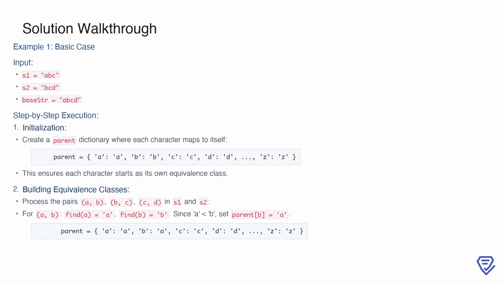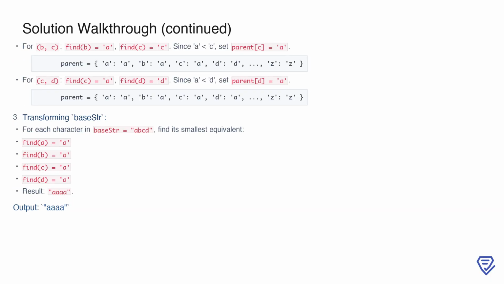Next, we process the character pairs from S1 and S2 to build equivalence classes. For the pair A, B, we find that the parents of A and B are themselves, and since A is lexicographically smaller than B, we make A the parent of B. At this point, the parent dictionary updates so that B points to A, while all other characters remain unchanged. We continue processing the pairs to further refine the equivalence classes.